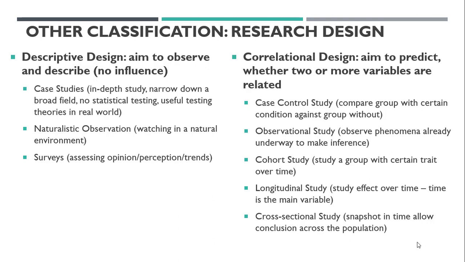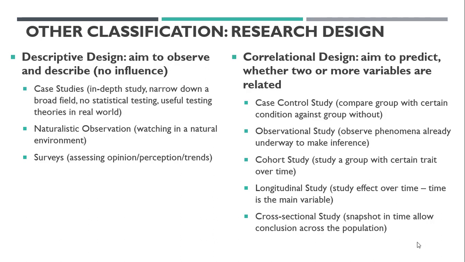Then we have the correlational design, where the aim there is to predict whether two or more variables are associated or related. Okay, under this design, we have the case control study, whereby you compare groups with certain condition against group without that particular condition. So you control for that case. So the group without that condition is the control group, and the group with the condition is the case group.